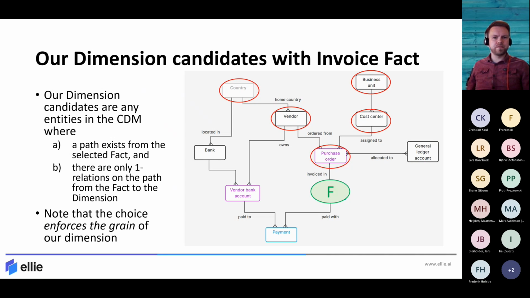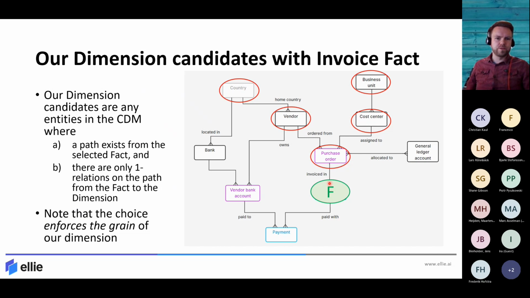And again, we need to start pointing fingers at the conceptual model. So what are the dimension candidates given that we have chosen a specific fact? And basically here, if we have chosen the fact to be the invoice, we can start walking through these relationship lines, and every entity which has one on the other end there is a candidate for a dimension, because for each invoice we can always find a single purchase order, for which we always find a single cost center, for which we always find a business unit, etc.